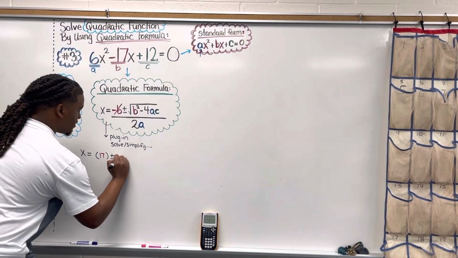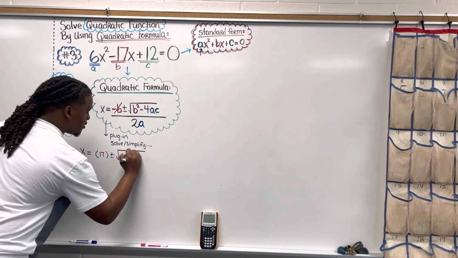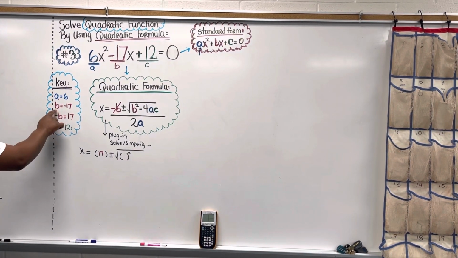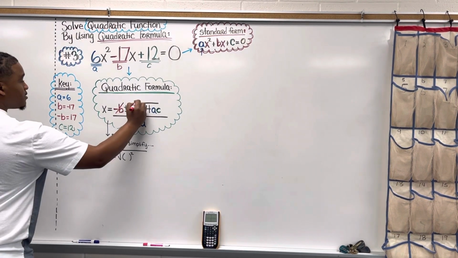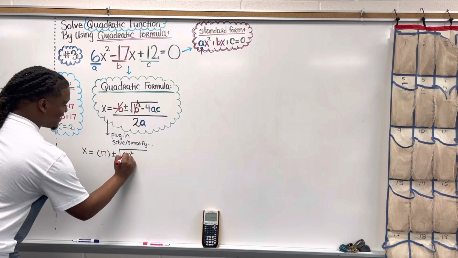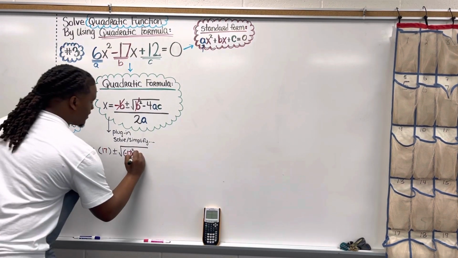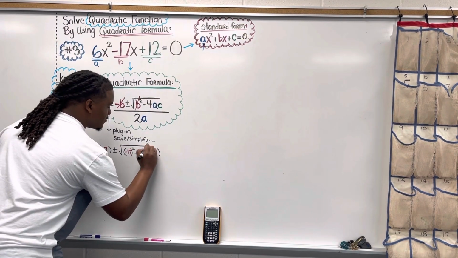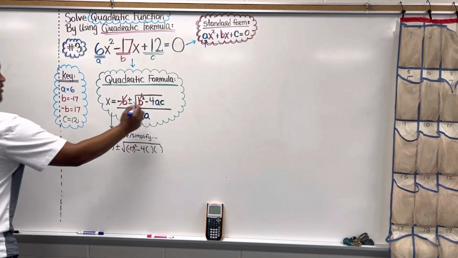Plus or minus the square root of b squared. b is a negative 17, right? So where I have b squared, I'm going to put negative 17, okay? Minus 4 times a times c. Once again, minus 4 times a times c. a is 6.